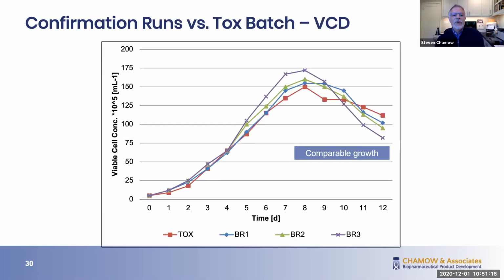In this slide, I'm showing you the confirmation runs. These are the 2-liter confirmation runs versus the tox batch. In terms of viable cell density, you can see that over the 12-day time of the run, the growth of all 4 of these batches is comparable. Peak cell density about day 8, with a drop down to day 12 where we harvest.